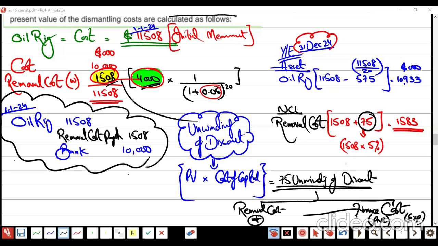So what I said now is that the dismantling cost, the removal cost, will be unwound every year. That unwinding is going to be debited in the cost of assets. Sorry, it is going to be debited in finance cost and credited as a liability. Any problem? No. Okay.